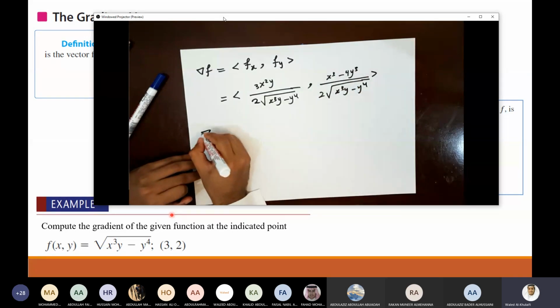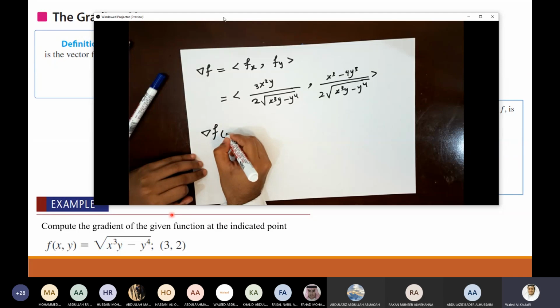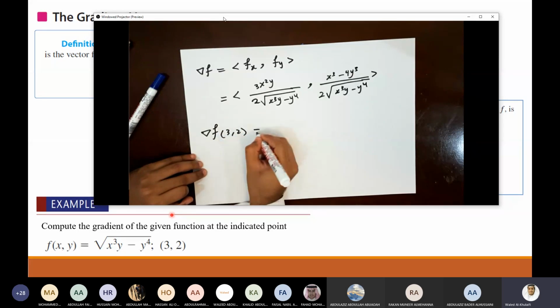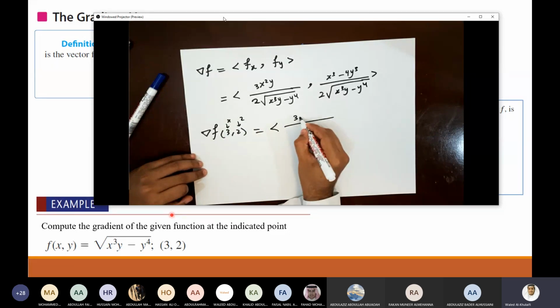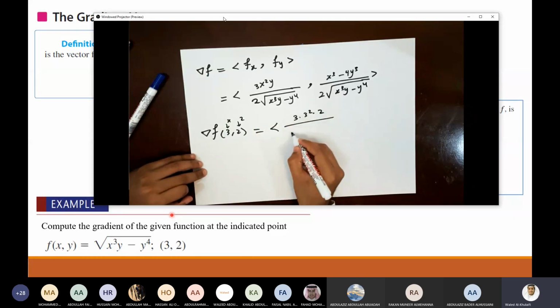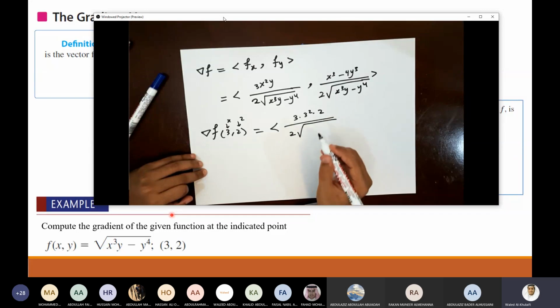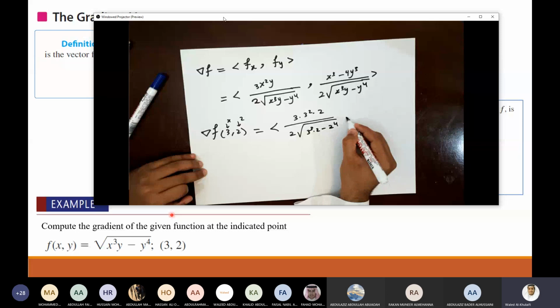Right. Now we want to find the gradient of f evaluated at the point (3, 2). What should I do? I replace every x by 3 and every y by 2. So we have 3 times 3 squared times 2 over 2 times the square root of 3 cubed times 2 minus 2 to the power 4.